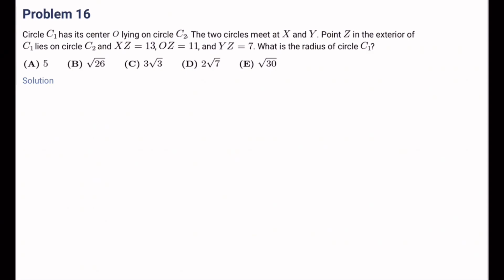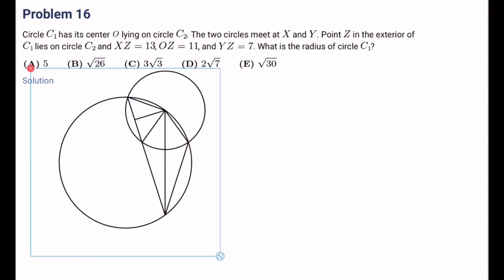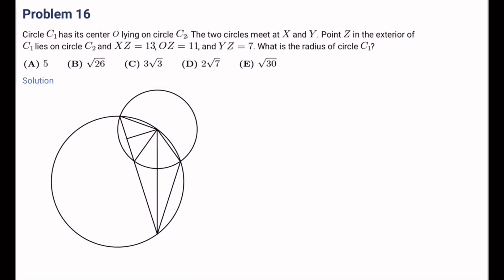Okay, so if we put a diagram here, then we are going to get this. We have this circle is C1, and this is C2, and then they meet at X and Y, so these points are going to be X and Y. Point Z is going to be right here. This is Z, and XZ is 13, this is O, OZ is 11, and YZ is 7. What is the radius of circle C1? Let's just set those 2 points as A and B, like that.